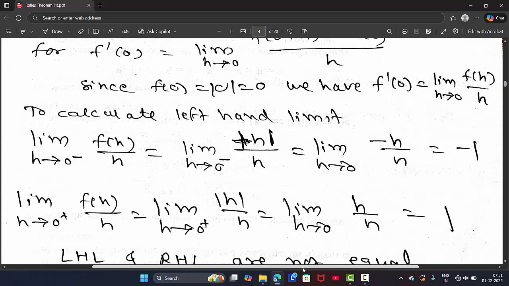Now the right hand limit. Limit h tends to 0 positive of f of h by h equals limit h tends to 0 plus of mod of h by h.